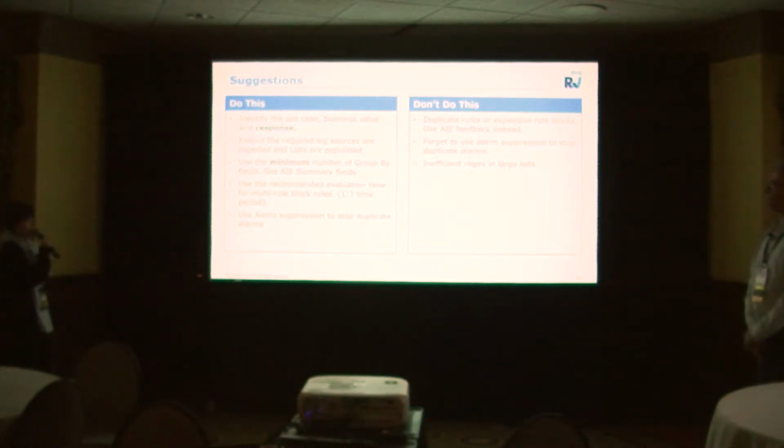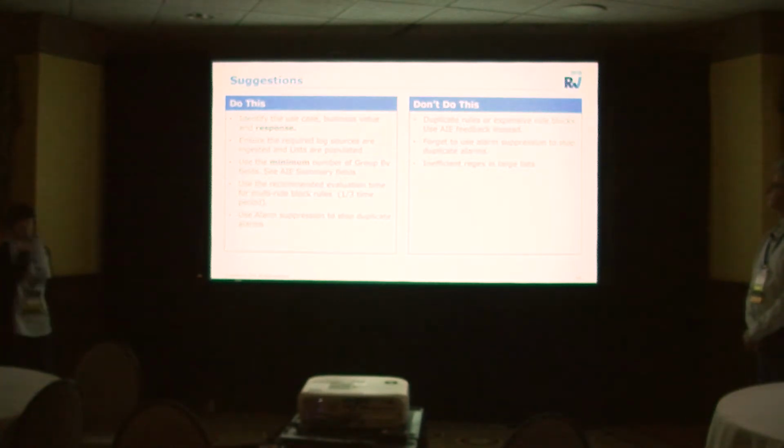Watch out for evaluation times. These are for multi-row block rules and for your behavioral, because those have a huge impact on memory. Use alarm suppression. You don't want the same rule for the same host triggering 10 different times an hour, so set that. Also, use AI feedback rules to duplicate expensive rule blocks like trend and statistical. Again, use alarm suppression. We have that on there twice.